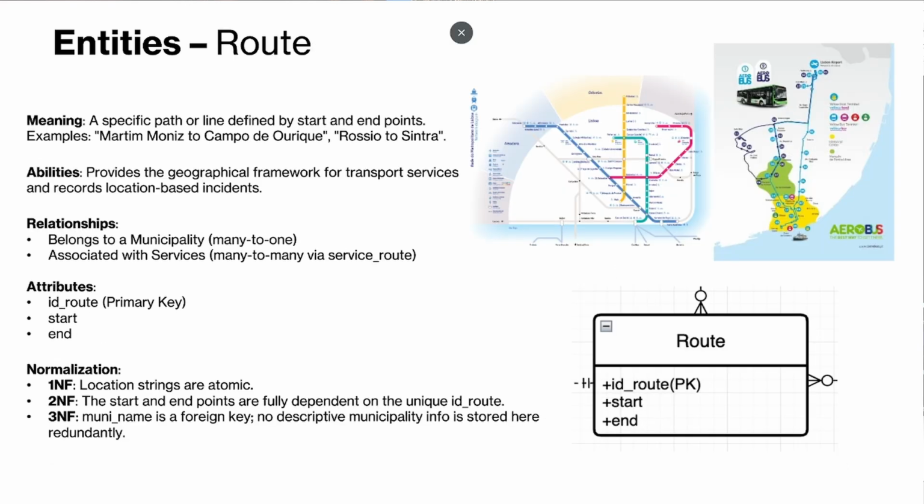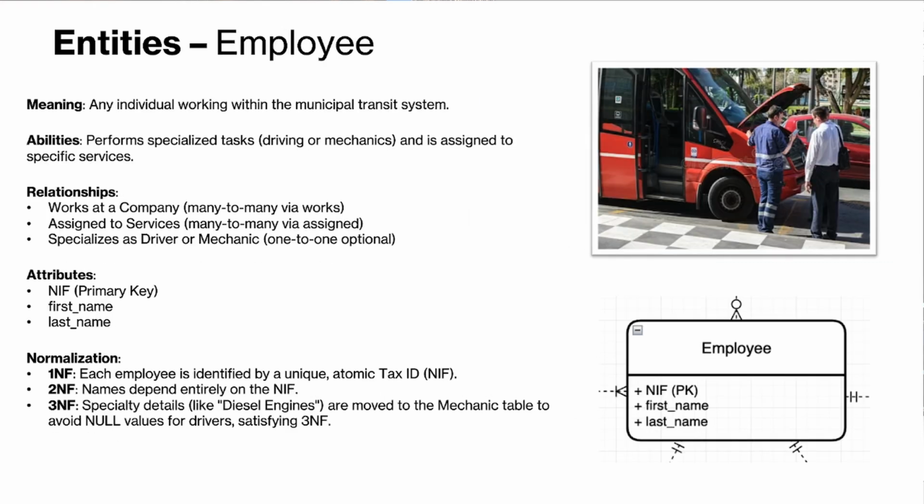Next, we look at the route entity. This basically defines a path within the transportation network. It is established, as I said before, by the municipality and can be associated with one or more services, so the same route can be covered by different service providers. The company workforce is modeled by the employee entity. An employee can only work at one company at a time, but can be assigned to different services. Each employee is uniquely identified by their NIF.